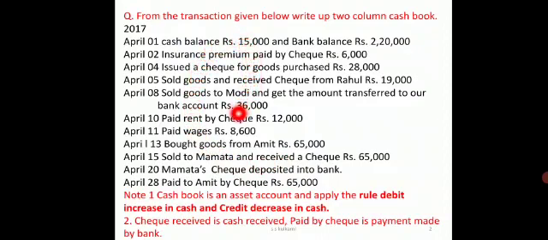Now the things that we have to remember at the time of preparing a two-column cash book is that cash is an asset. So the rule of debit increase in cash and credit decrease in cash has to be applied. The second thing that we have to remember here is cash or check received is always treated as cash received, because checks received today are not immediately sent to bank. Therefore, whenever checks are received, it is treated as cash received.